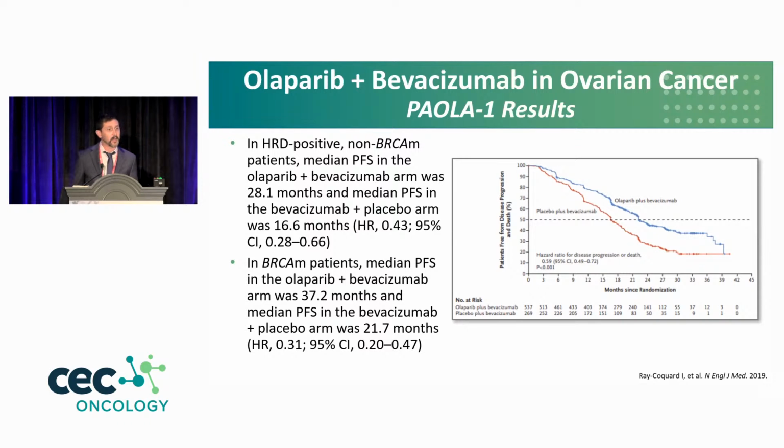So this study combined olaparib and bevacizumab compared to bevacizumab maintenance alone in the PAOLA-1 study, and showed that in HRD positive non-BRCA mutant patients, so this is HRD positive by a genomic scoring system that incorporates various genomic features of HRD, including large-scale transitions among other markers, the median PFS in the olaparib combo arm was 28.1 months versus 16.6 months. In BRCA mutant patients, that is improved even further with 37.2 months versus 21.7 months.